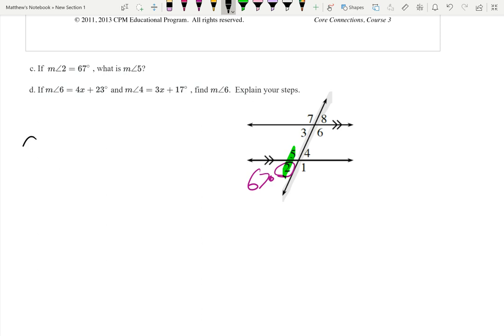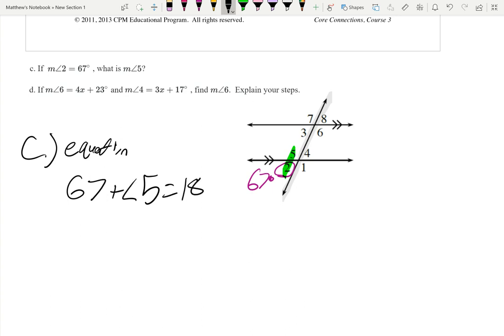All right, so going to the equation for this problem, it might look something like 67 plus the measure of angle 5 equals 180 degrees, because it's a straight line here. So what would the measure of angle 5 be? And then we have problem D. If the measure of angle 6 is 4x plus 23 and the measure of angle 4 is 3x plus 17, find the measure of angle 6.